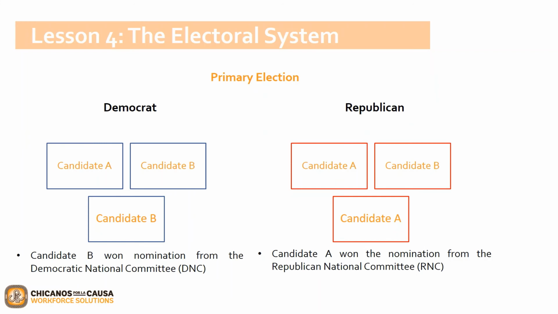There are two types of elections, the primary and the general election. Let's start with the primaries. Each party has candidates from their own party that compete against each other to earn the party's nomination. In this case, we have candidate A and candidate B from each of the dominating political parties, Democrats and Republicans. Each candidate campaigns to the people as to why they should be elected. The primary elections occur, and whoever receives the highest number of votes receives the party's nomination from the respective conventions, either the Democratic National Committee or the Republican National Committee.